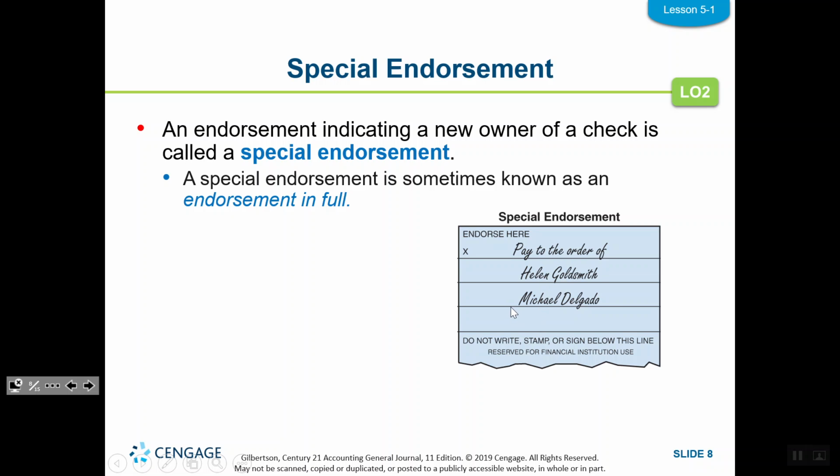Once Michael Delgado goes, then he can use any kind of endorsement as he wants. There's usually a restriction about how many special endorsements can be done. Usually you can only transfer it once like this.